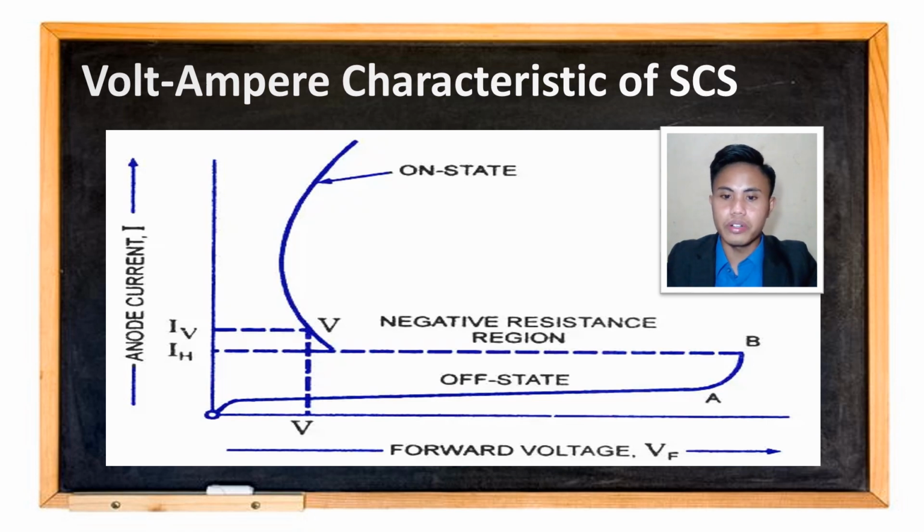SCS gets switched on accidentally if the anode voltage gets applied suddenly. This is known as rate effect, which is caused by inter-electrode capacitance between electrodes gate 1 and gate 2, known as transistor capacitance.